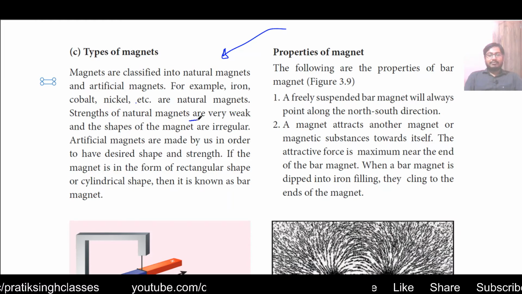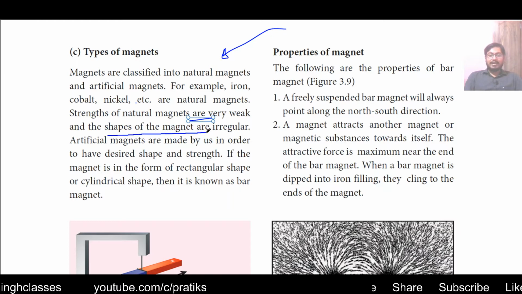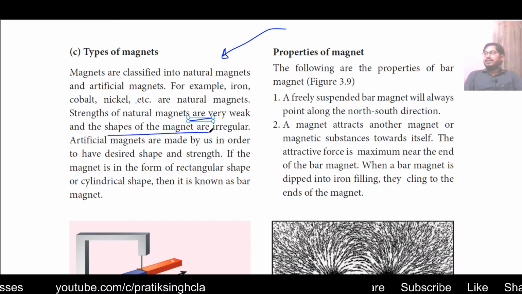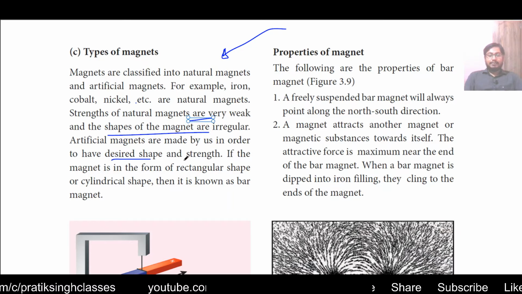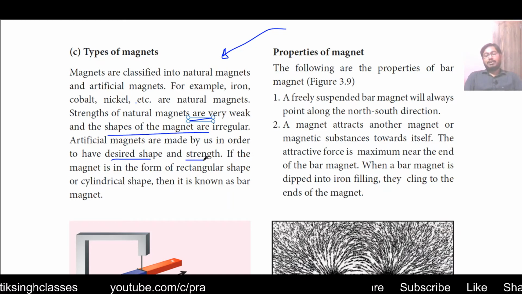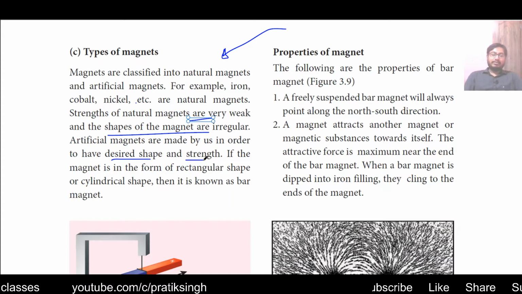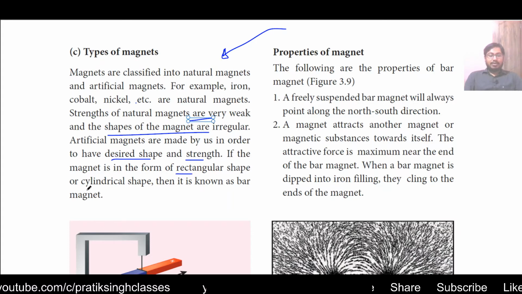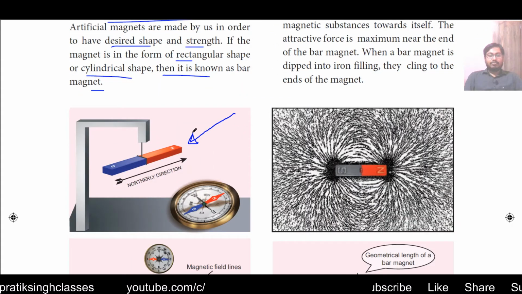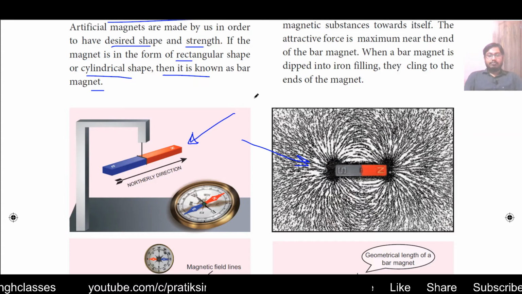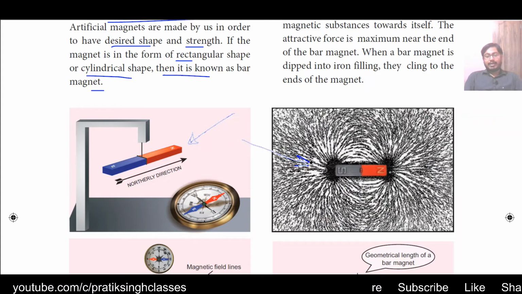The strengths of natural magnets are very weak, and the shapes of the magnets are irregular. Naturally occurring magnets are irregular in shape and their strength is weaker. Artificial magnets, on the other hand, are made by us in order to have the desired shape and desired strength, meaning whatever shape and strength we want for a particular job. If the magnet is in the form of a rectangular or cylindrical shape, then it is known as a bar magnet. As you can see here, this is a figure of a bar magnet. This figure also is of a bar magnet. So this is about natural and artificial magnets.